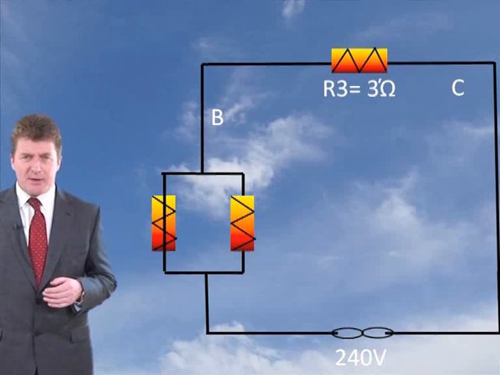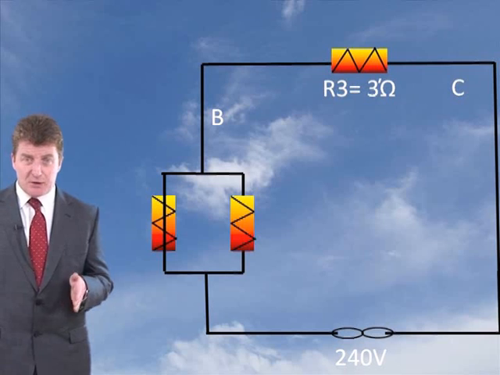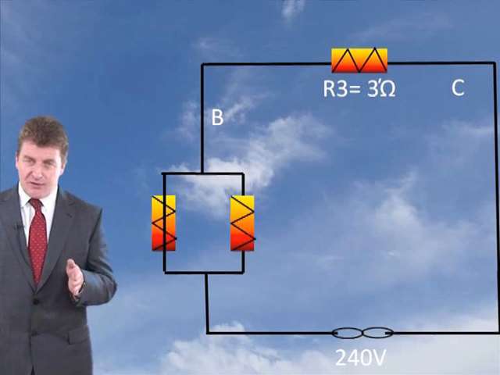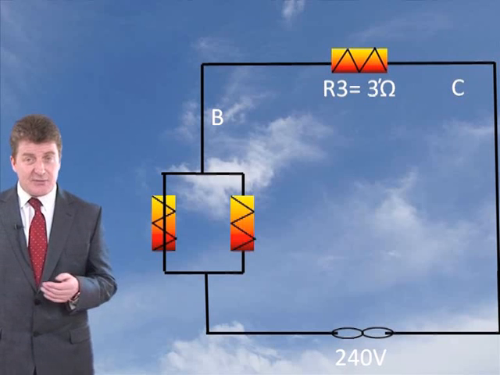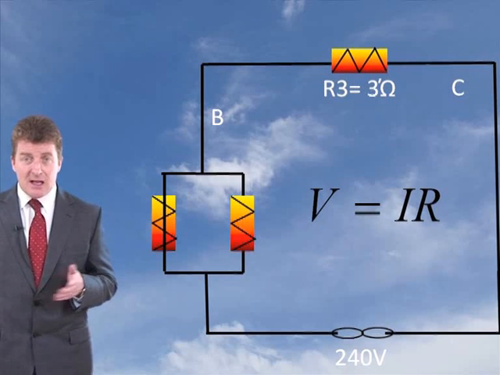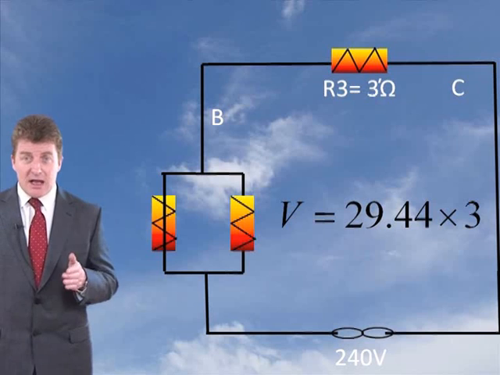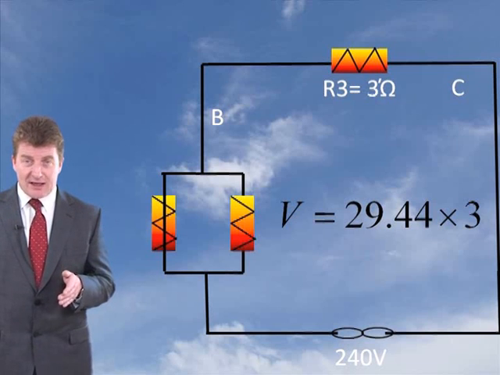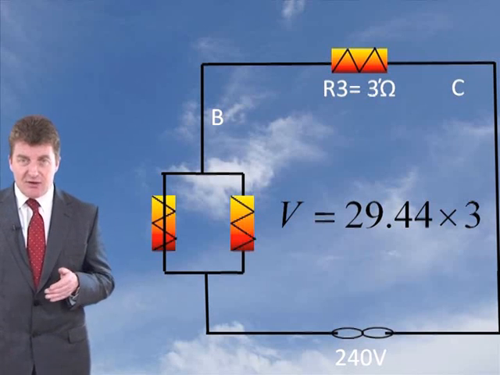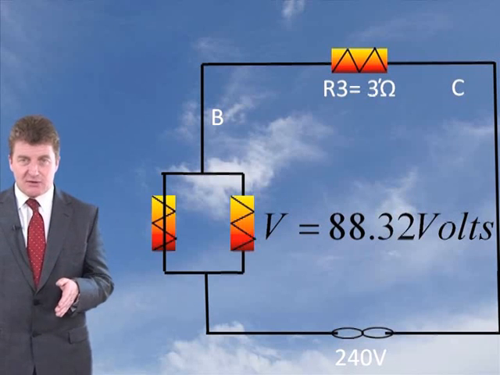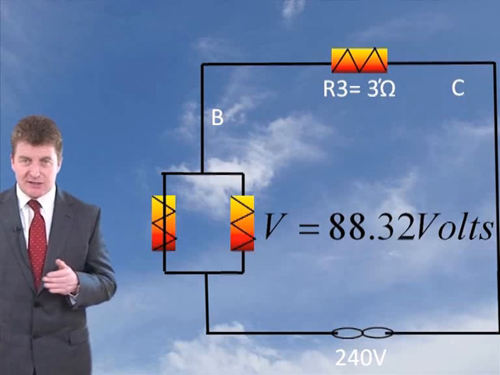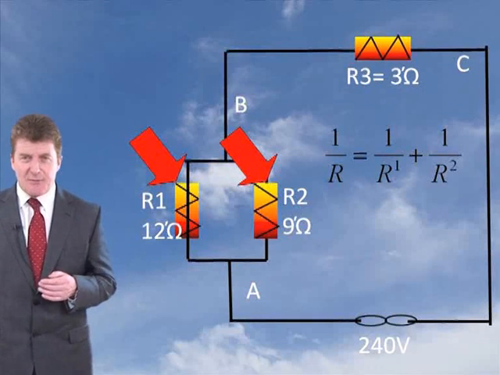Let's go for part B, which is to determine the voltage drop across BC when we know the resistance is 3 ohms. So we know it's 3 ohms, okay? Well, this is the formula, V equals IR. V equals, we know this now, 29.44, that's the current, times 3, the voltage drop there is 88.32 volts. That's the voltage drop across there, okay?